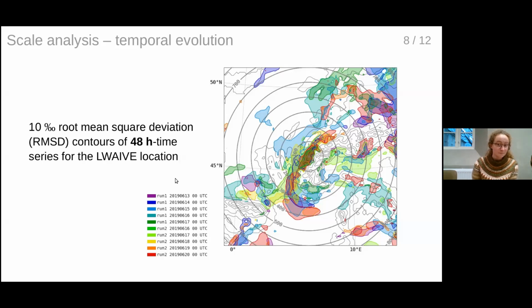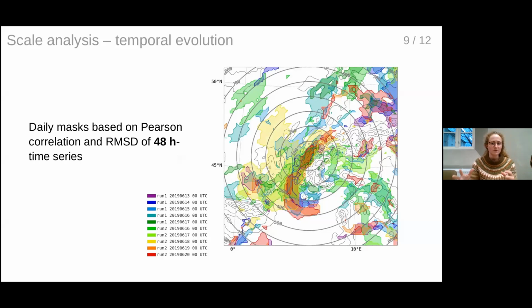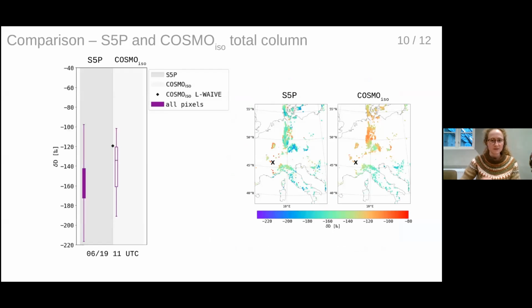Now, as a first attempt, we just combined these 2 measures. So we take the 0.8 contour line and this 10 per mil contour line and combine them to have a mask for each day, which gives us an idea of the area where we expect similar delta D variability as at our campaign site. These masks we can now apply to our simulations and our satellite retrievals, and that's what you see here. This is an example on the 19th of June.